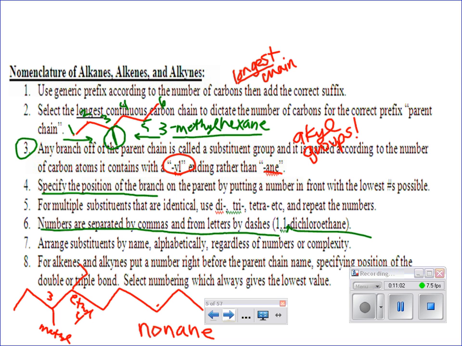You list these alphabetically, not by number. So it would be 4-ethyl, 3-methyl, no name. Because we're listing them alphabetically, regardless of number or complexity. Okay? So this would be 4-ethyl, 3-methyl, no name.